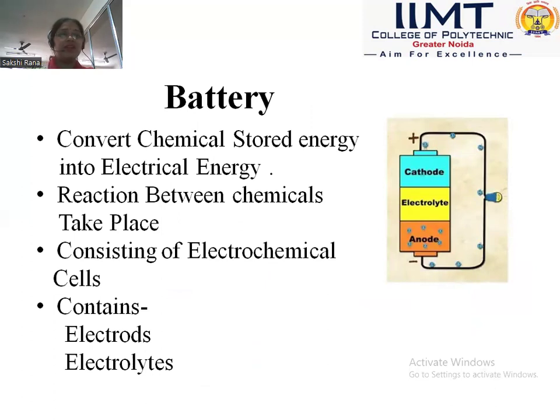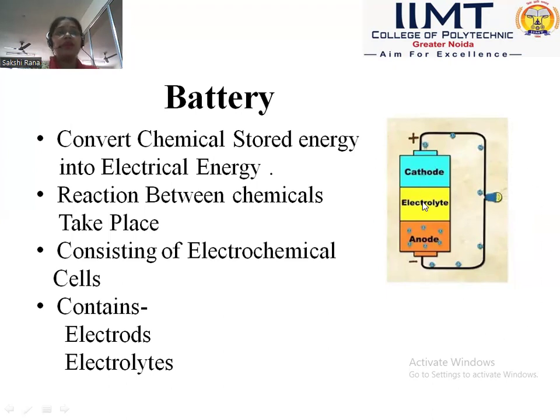Basically, a battery is a device that can convert chemical energy into electrical energy, right? It stores charge and converts it into electrical energy. In the battery, a reaction takes place between chemicals, and that chemical is known as the electrolyte. Electrochemical action also takes place. In this, electrodes and electrolytes are present in the battery.